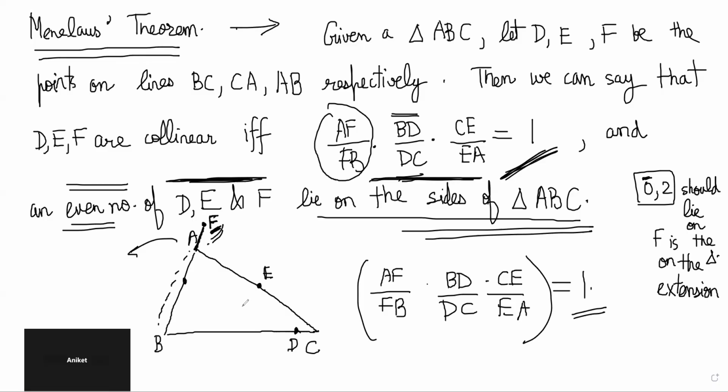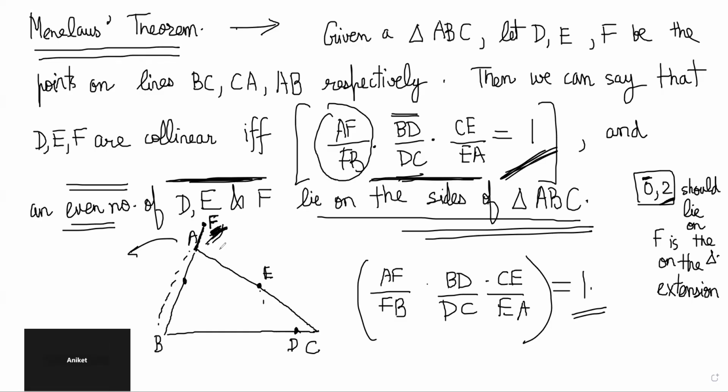So the thing goes like Ceva's theorem only. The product is like Ceva's theorem only. But some points could actually be on the extension, not inside. More than one could be on the extension. Like in this case, we have two of them on the triangle and one of them on the extension, right?